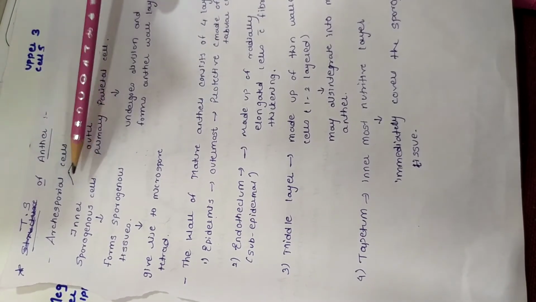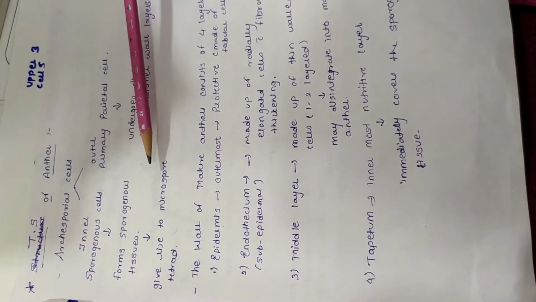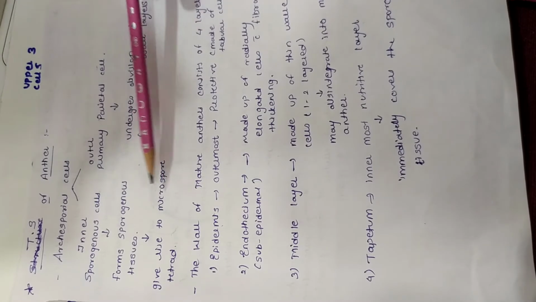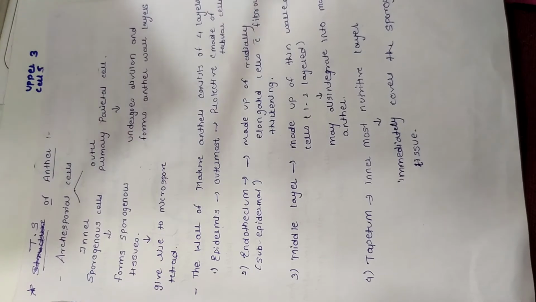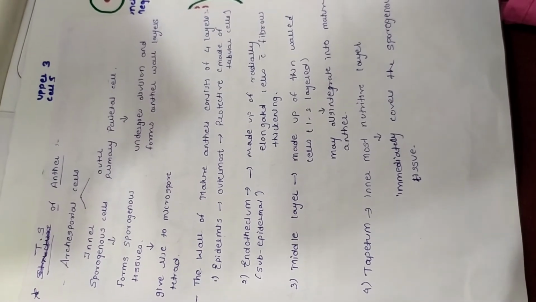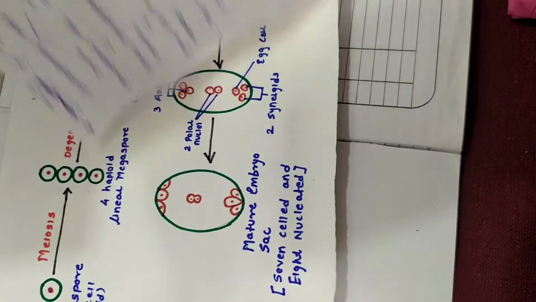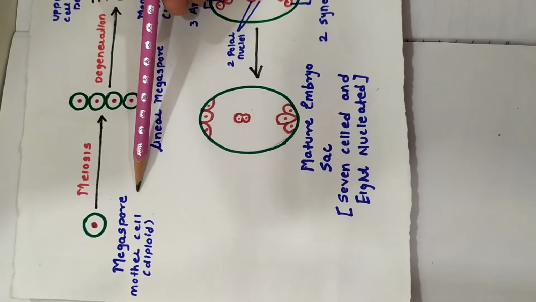The inner sporogenous cells will form sporogenous tissue, which gives rise to the megaspore mother cell present inside the ovary. Now, the MMC, or megaspore mother cell, is diploid in nature, right?